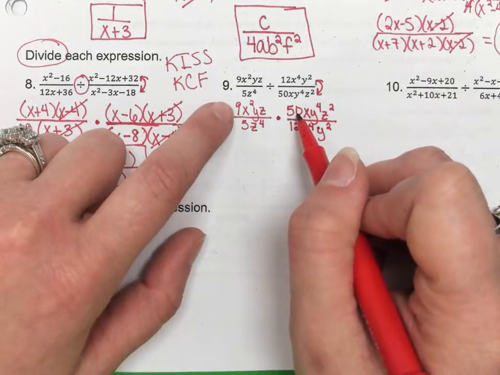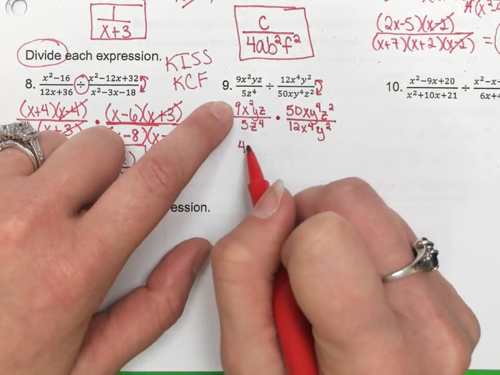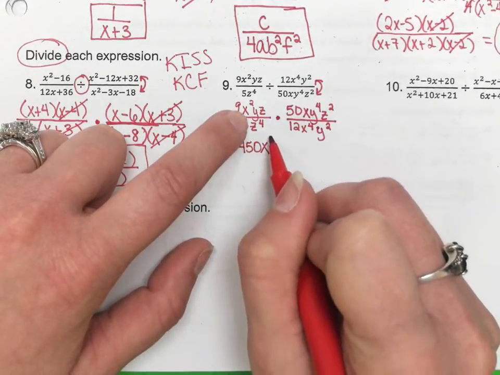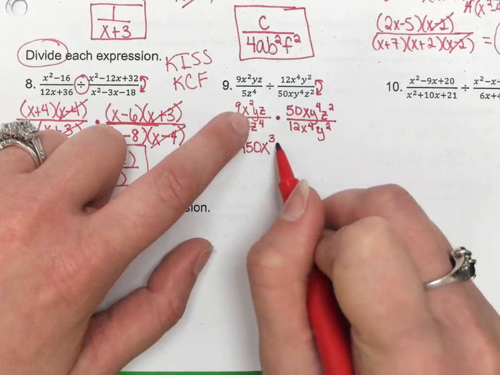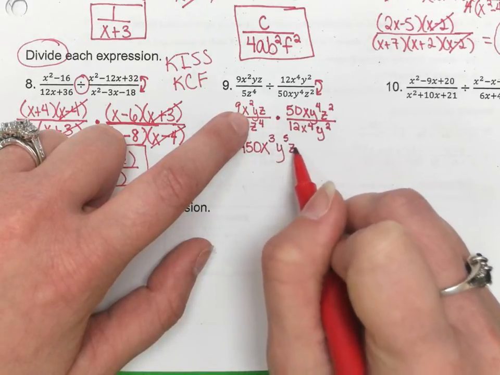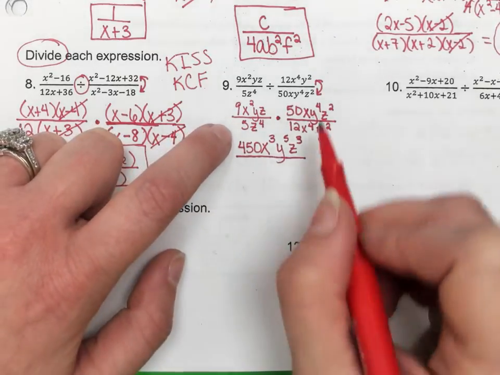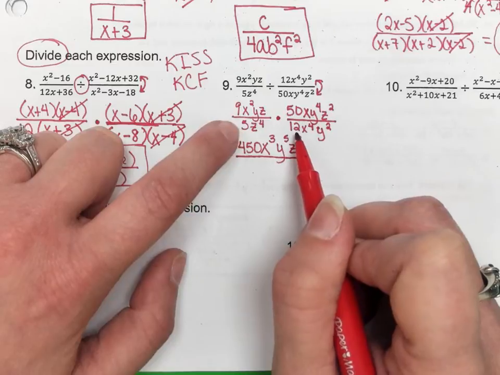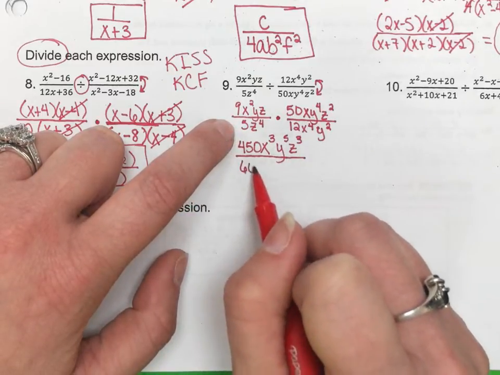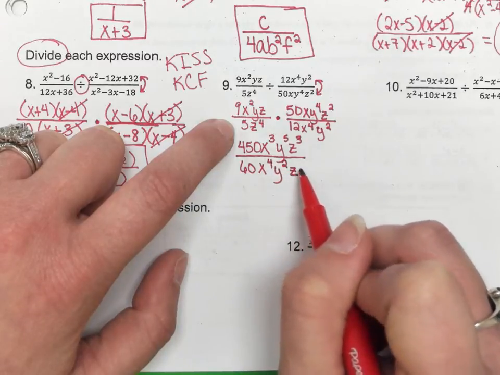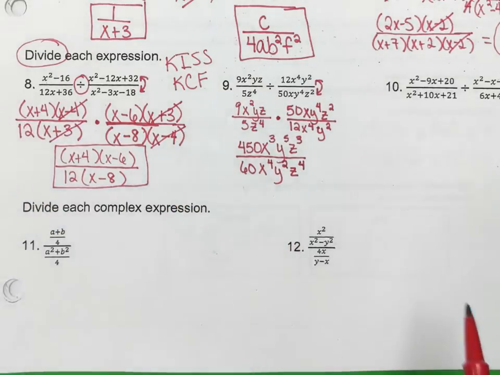So what's 9 times 50? 450. And x to what power? Third. Y to what power? Fifth. Z to what power? Third. There you go. You're just adding those exponents. And on the bottom, what's 12 times 5? 60. X to what power? Y to what power? Z to what power? 4, right? Okay, so I know that 10 will go into both of those because they end in 0.